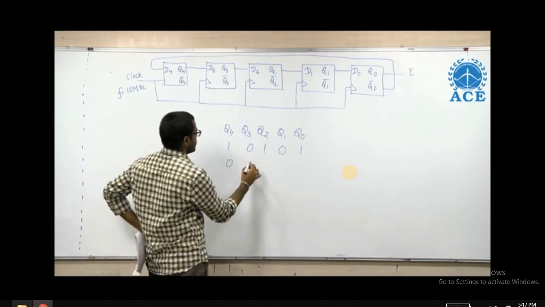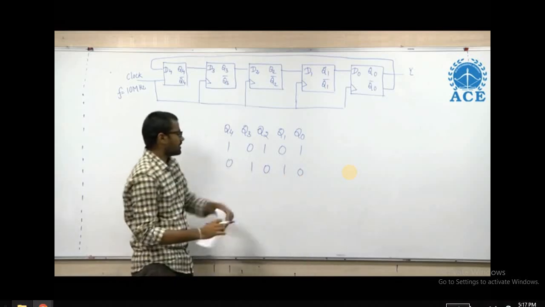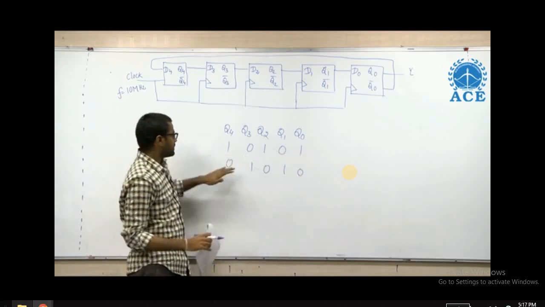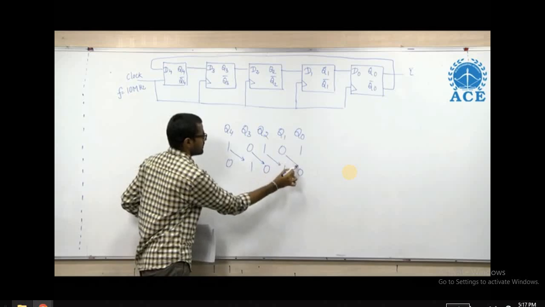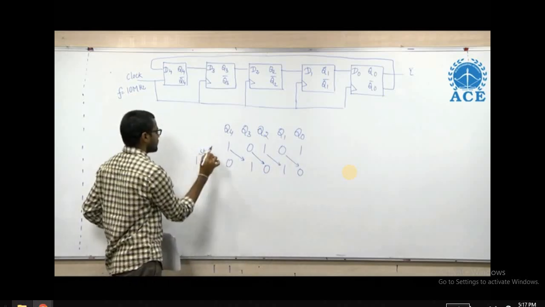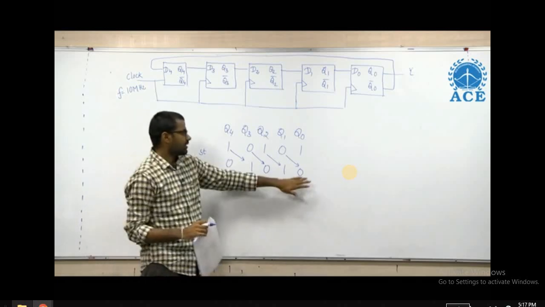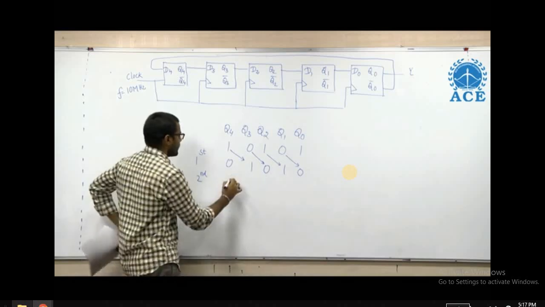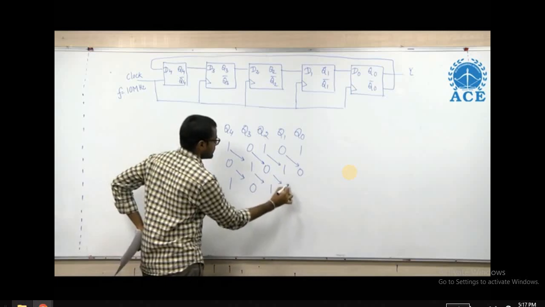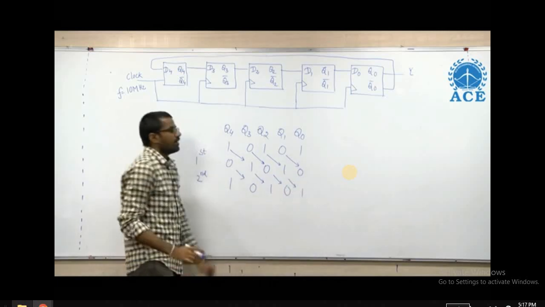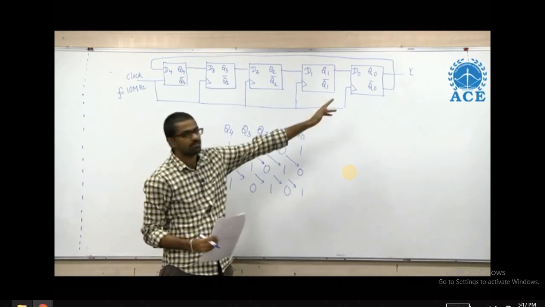become 0 1 0 1 0. How does it come? 1 will be negated and given to 0, and this will be transferred in this fashion. This is after the first clock pulse. Now if we apply the second clock pulse, again Q0 is 0, so it will be negated and 0 will be transferred here, 1 0 and 1. Here we have to find frequency at the output Y, which is nothing but Q0.